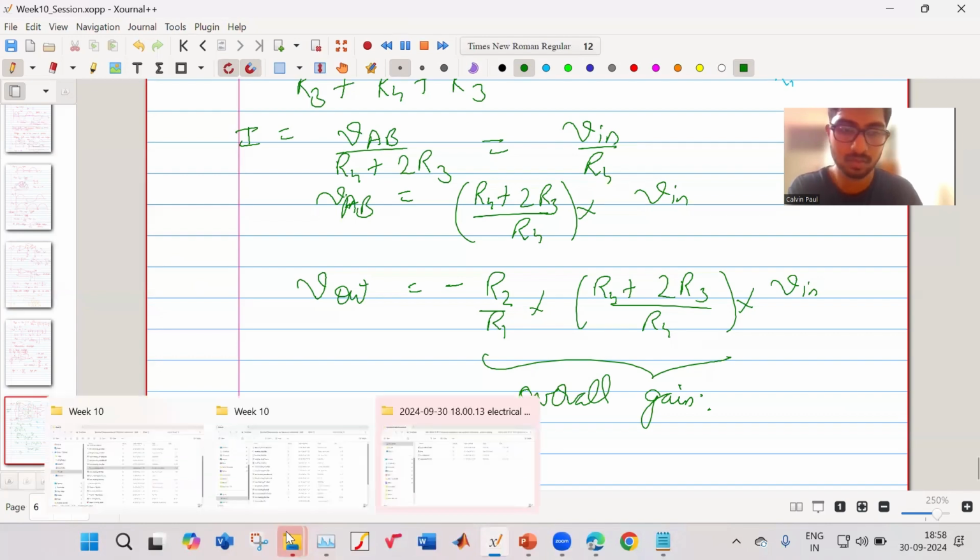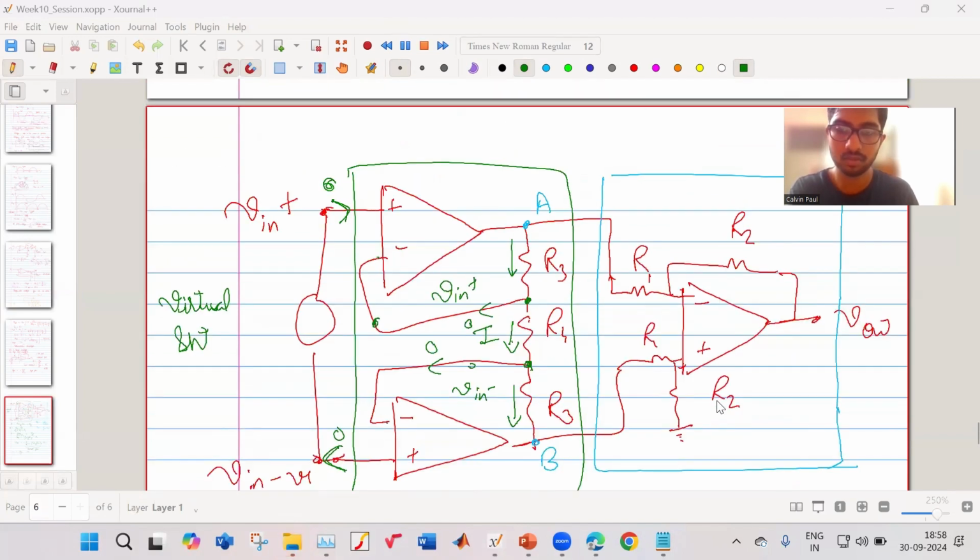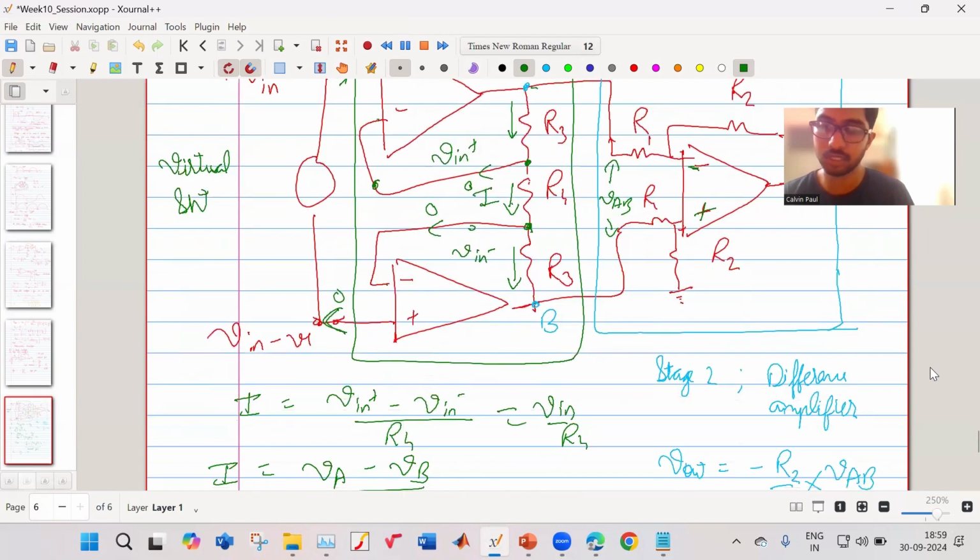Sir, in this, the expression with the minus sign has come, right? Yes. That is the equation of your difference amplifier. Because this A is coming to a negative terminal and this B is coming to a positive terminal, so this is effectively your VAB, right? And because VA is at the negative and B is at the positive, that is why V out is equal to minus R2 by R1 into VAB. Okay sir. Proceed.